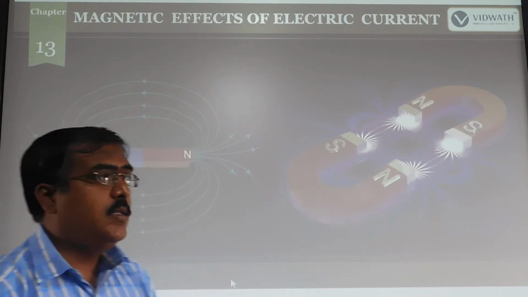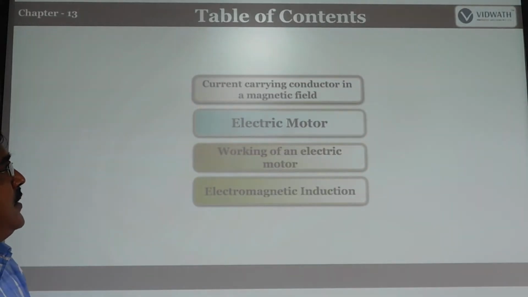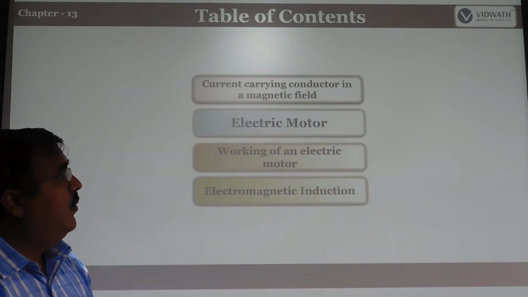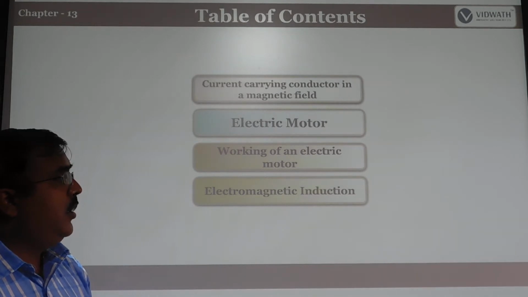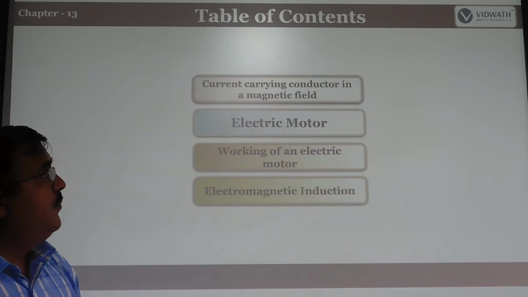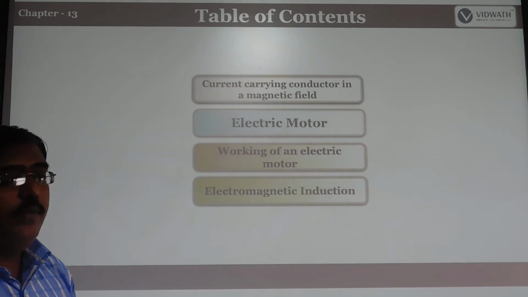So in today's session we will discuss some of the magnetic properties, that is, a current carrying conductor in a magnetic field. What is the meaning of an electric motor? How does an electric motor work? What is the meaning of electromagnetic induction? First of all, we will discuss the current carrying conductor in a magnetic field.